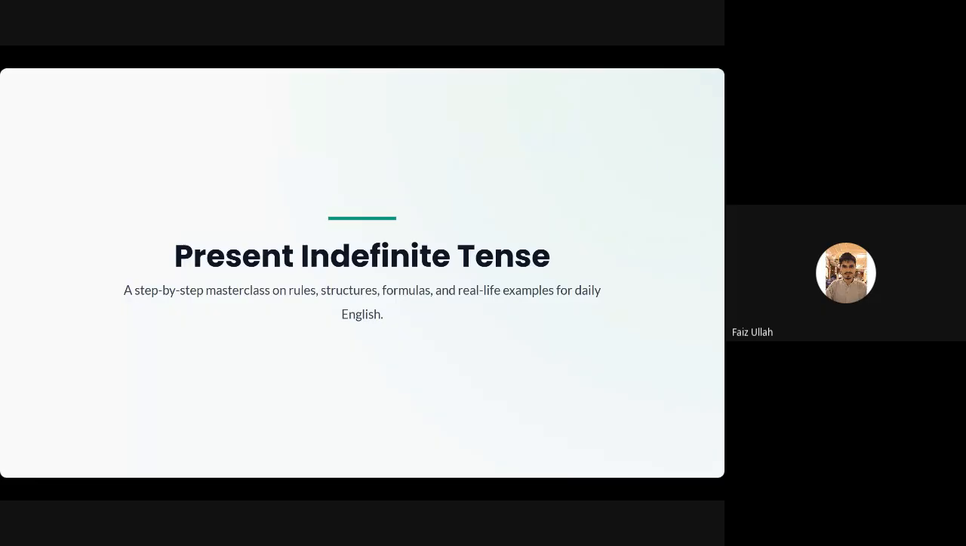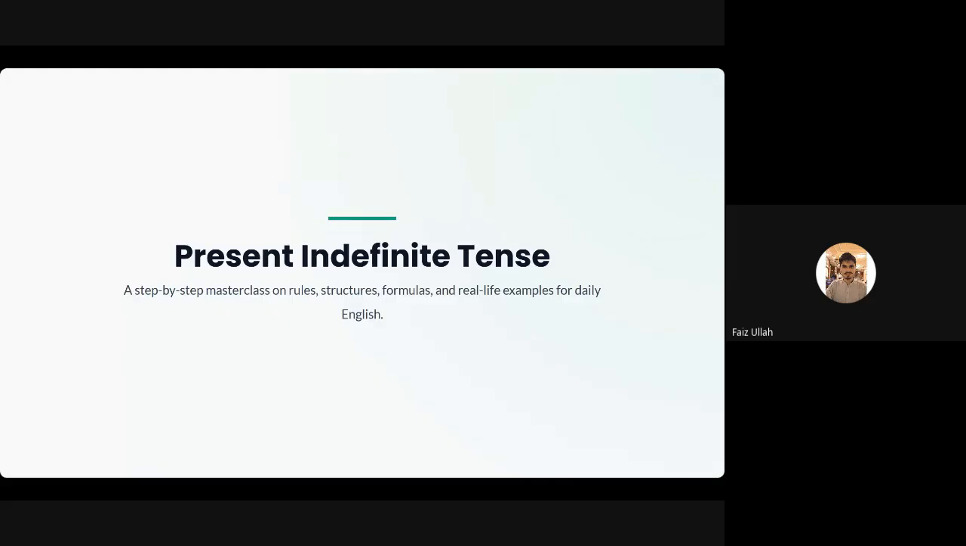This is going to be our second class, and today we will be starting present indefinite tense. The objective of today's class is present indefinite tense. We'll be talking about the uses of present indefinite tense, the structure, how to make positive sentences, how to make negative sentences, and how to make interrogative sentences. We will be talking about this whole tense in detail.